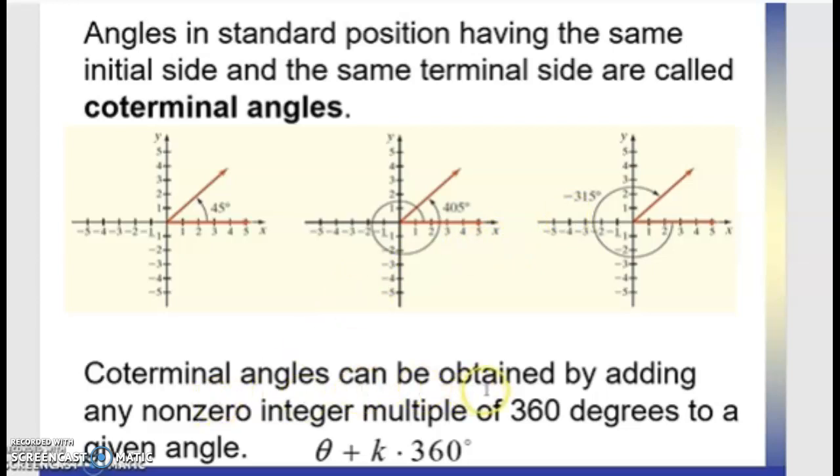Coterminal angles can be obtained by adding any non-zero integer multiple of 360 degrees to a given angle. In formula form, theta represents the angle measure, plus k, any integer, times 360 degrees.